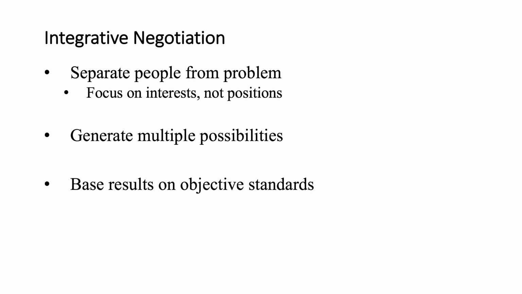So in integrative negotiations, what we want to work hard to do is to separate people from problems, focus on interests, not positions, generate multiple possibilities, and base our results on objective standards rather than interpreting how we want to accomplish something based on who's sitting across the table from us. Really trying to focus in on what is a good solution to this problem. An objective standard, and how can I argue for one solution versus another solution.